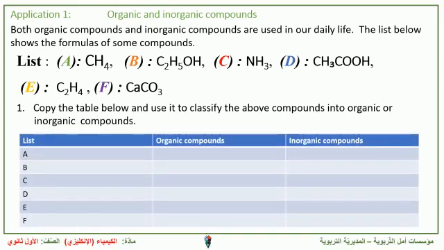Let us start with compound A, CH4. Since it contains carbon as an essential element, it is an organic compound. Also, C2H5OH contains carbon as an essential element, so it is an organic compound. C, NH3, doesn't contain carbon, so it's an inorganic compound. D, CH3COOH, contains carbon, so it is an organic compound. E, C2H4, also contains carbon, so it's an organic compound. While CaCO3, although it contains carbon, is an exception, it's an inorganic compound.